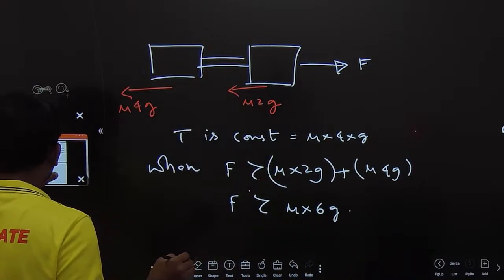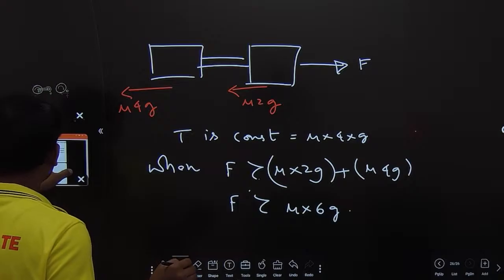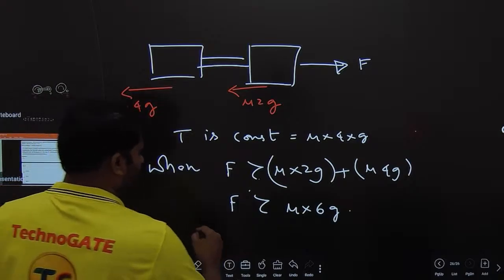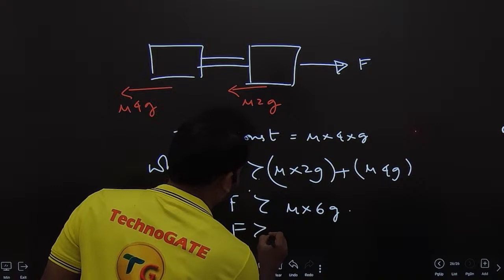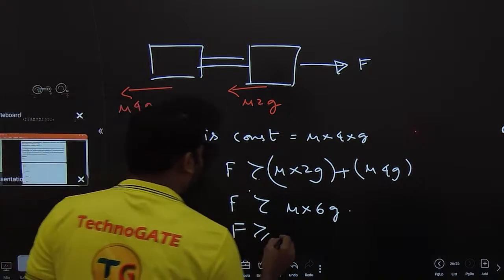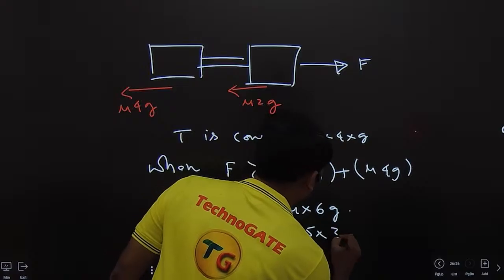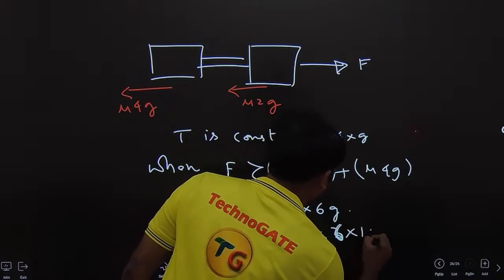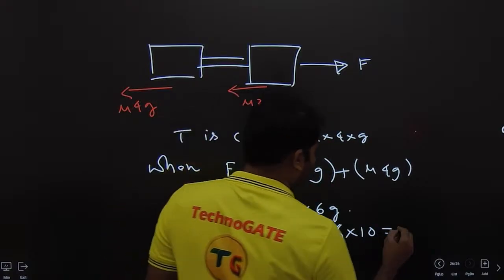In this question, what they are asking, find the value of F. So the tension in the string is constant. So we need to get the value of F. F should be greater than or equal to mu into 6 into g. What is the value of mu given in the question? Mu is given as 0.5. 0.5 into 6 into 10, which comes out to be 30 Newton.